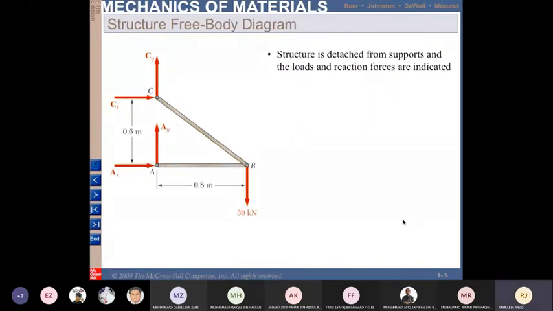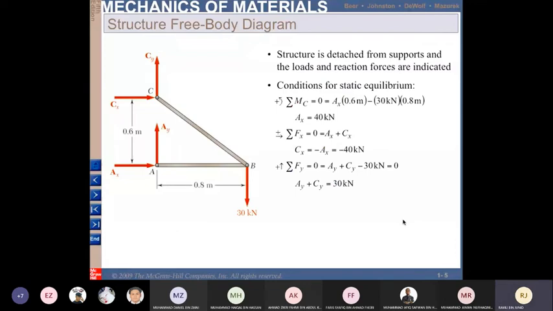So you draw the free body diagram. You can see that this is the 30 kilonewton load going downward. This is at point A. At point A, you have force AX and force AY. Similarly at point C. So to find FAB and FBC, you perform equilibrium of moment and also equilibrium summation of all forces in X and Y direction.